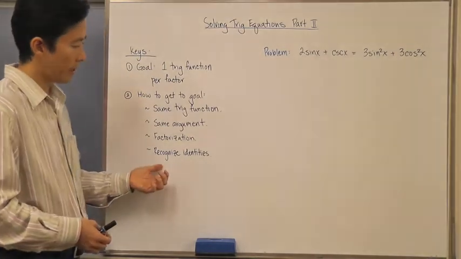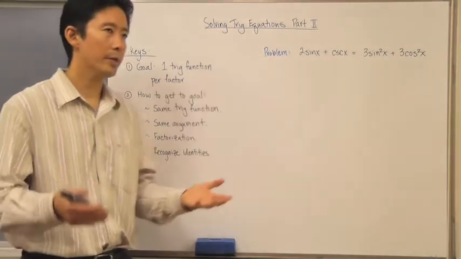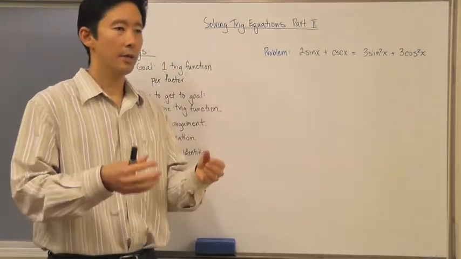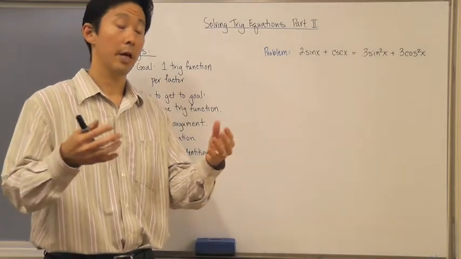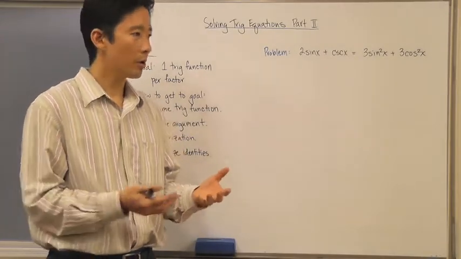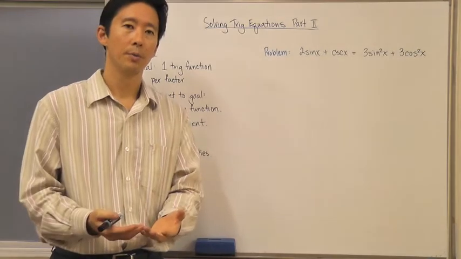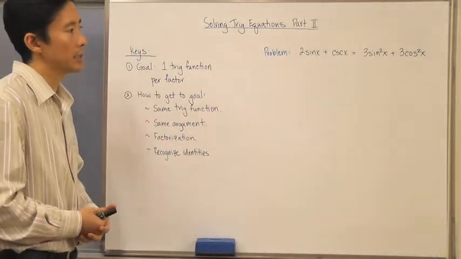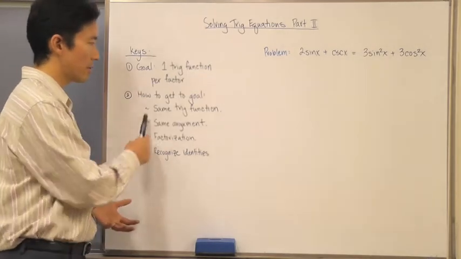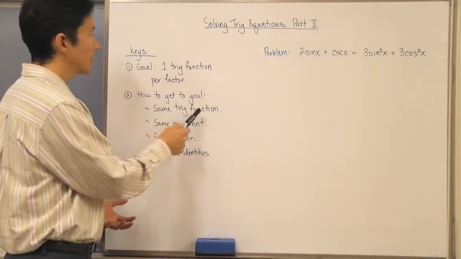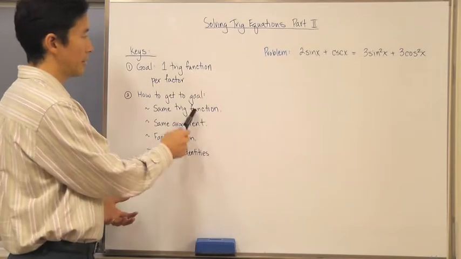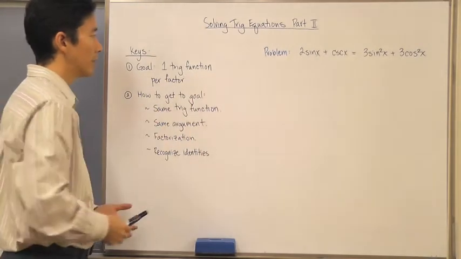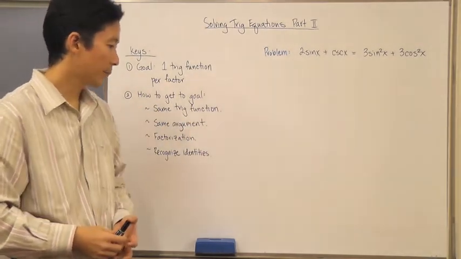Now, we also want to recognize identities, because remember that sometimes with identities, either you're going to make things more complicated for a particular purpose, or you're going to try to make things more simple, because identities mean that they're equivalent. So let's try to use some of these methods to get to the goal of getting one trig function per factor.